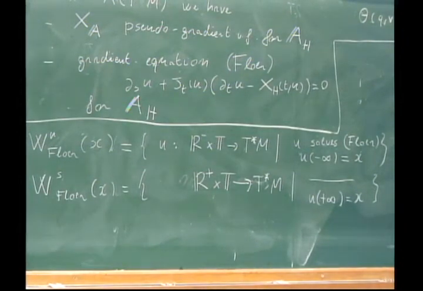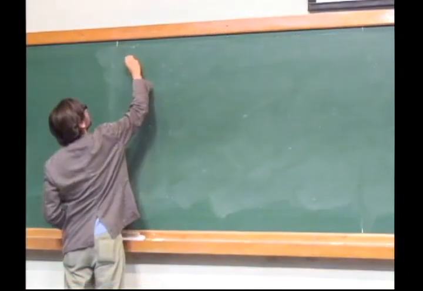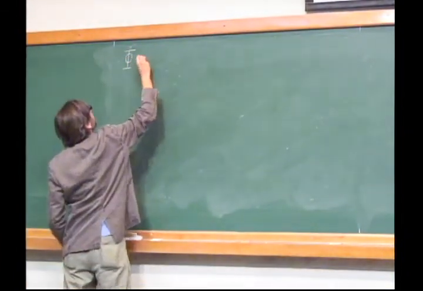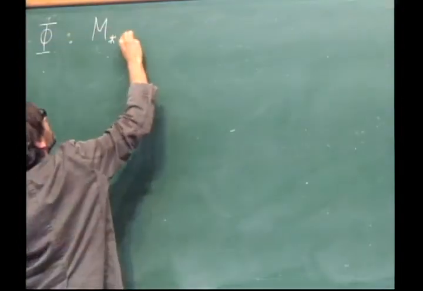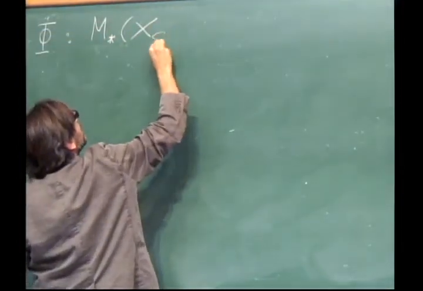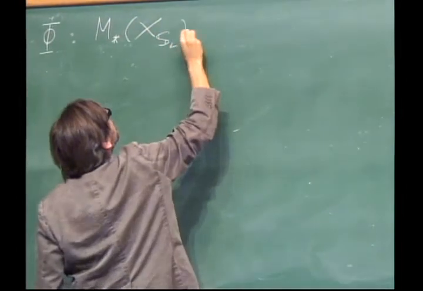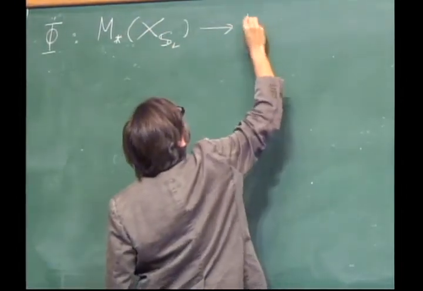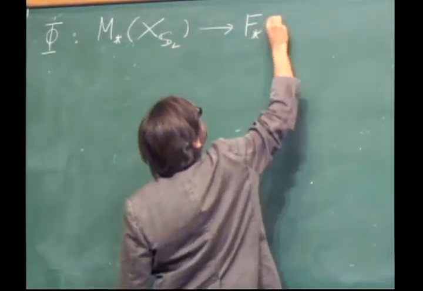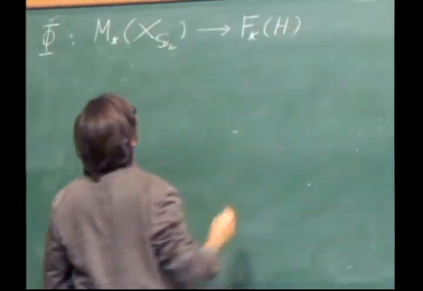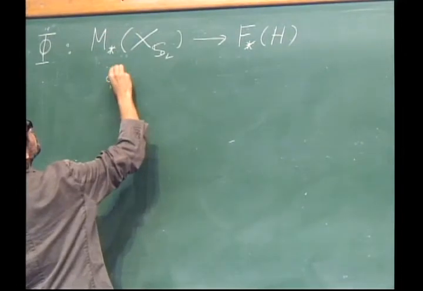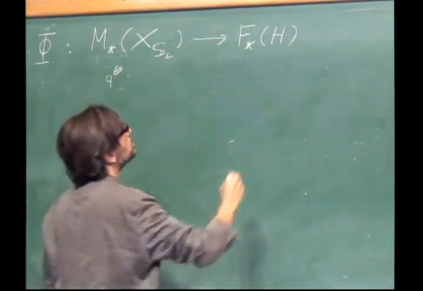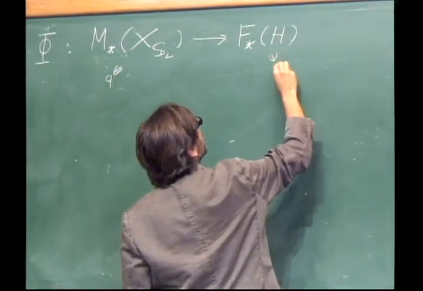So the recipe is that we want to define, first of all, an isomorphism phi from the Morse complex of X SL to the Floer complex of H. Then we choose a generator here, so Q. We choose a generator here, let's call it X.